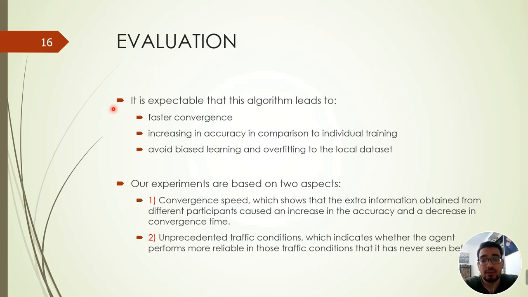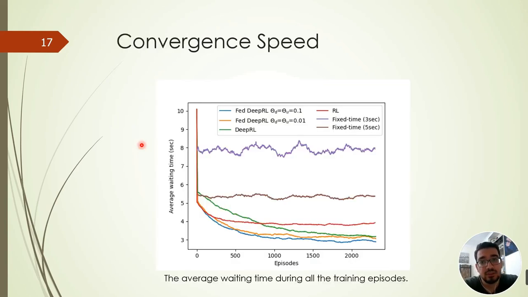The problem was that the agents were training individually, which caused low convergence speed and bias learning. So we connected agents by federated learning, and we expect that our proposed federated deep reinforcement learning model leads to faster convergence, an increase in accuracy, and avoids bias learning. To prove our claims, we have designed two experiments. This is my first experiment, which is based on convergence speed.